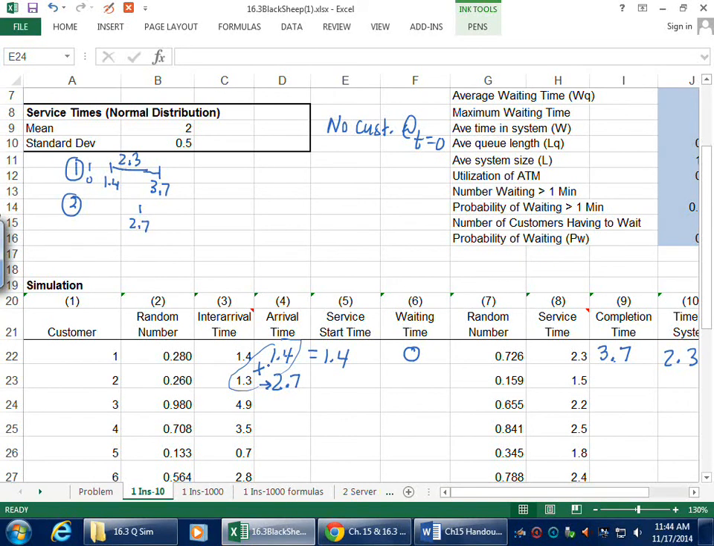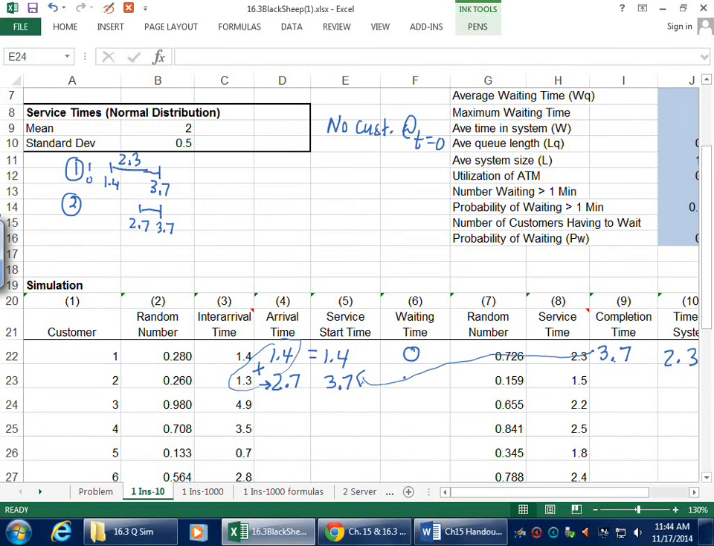And then we gotta ask, does the second scarf have to wait? Yeah, because when the second one comes in, the first one is still being served, still being inspected. So it has to wait until 3.7. At time 3.7, the second one will start service. So the time of starting service is 3.7, which came from here.